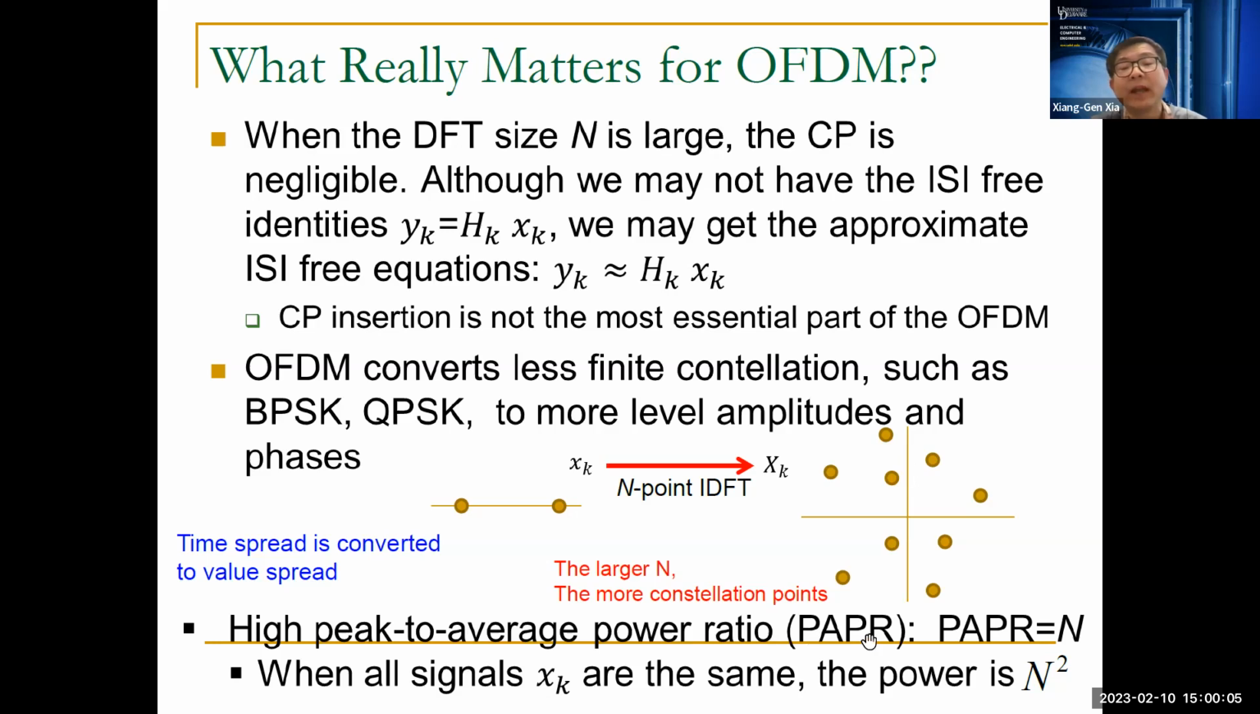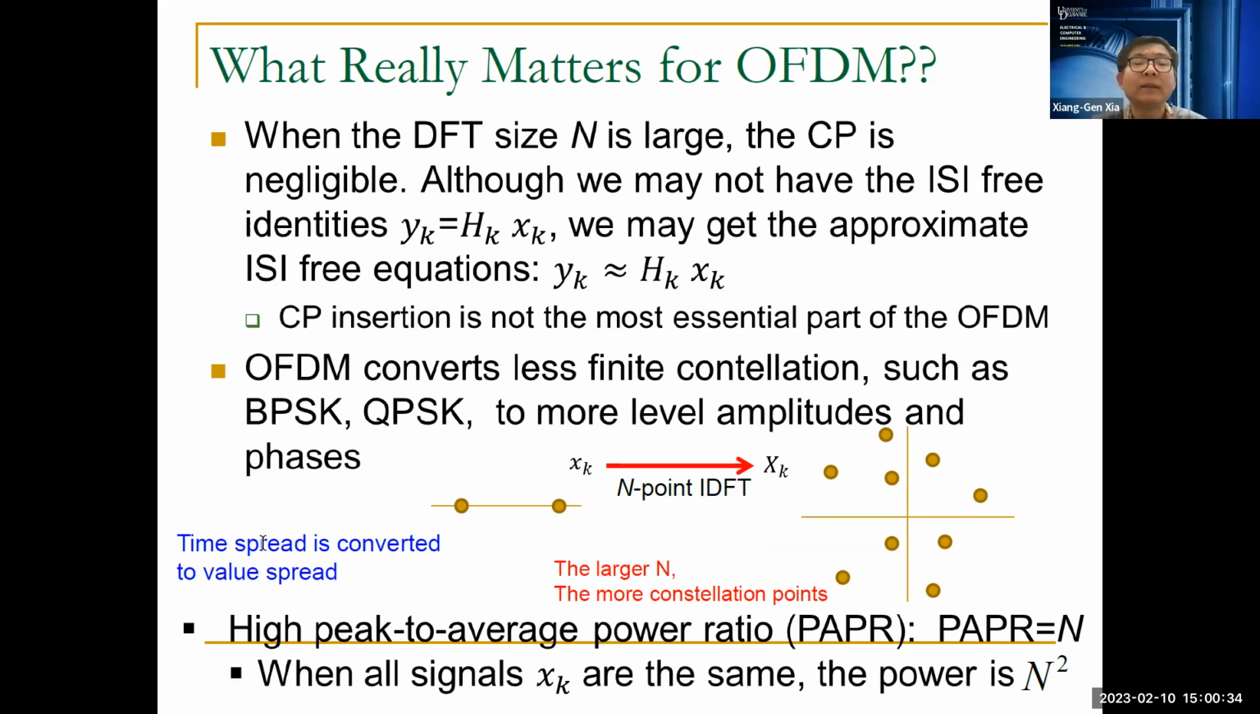One problem with this is that you have a higher peak-to-average power ratio. Here the PAPR is capital N, because when all the signals are the same, you get a capital N squared power, so the PAPR is capital N. Of course, this is less likely to occur, but still, PAPR is a problem when capital N is not small. So in my opinion, this is the key for OFDM.